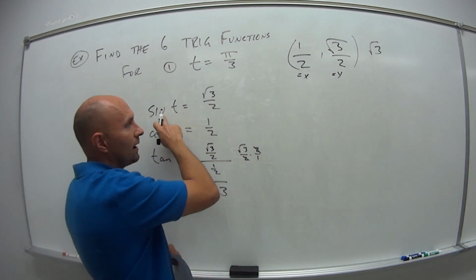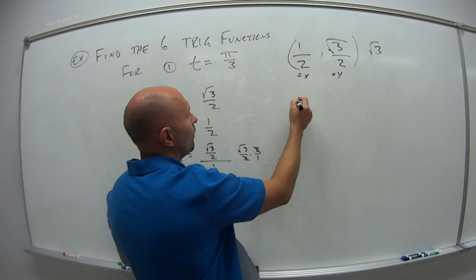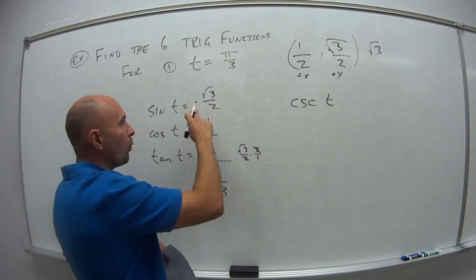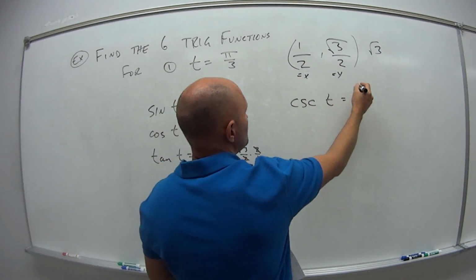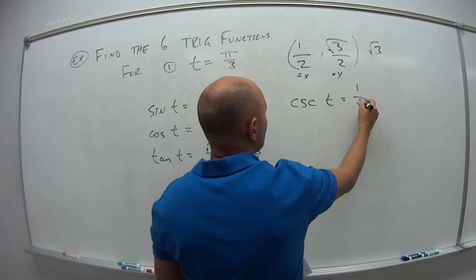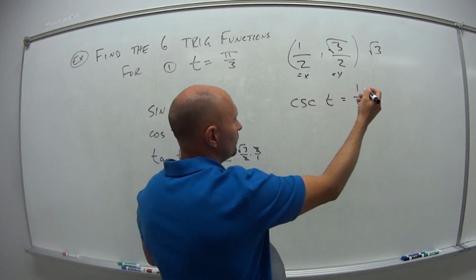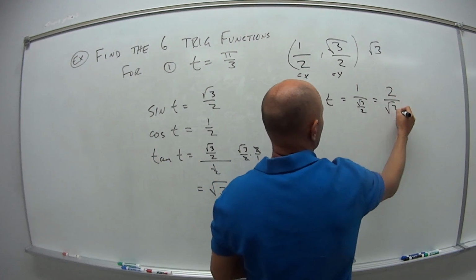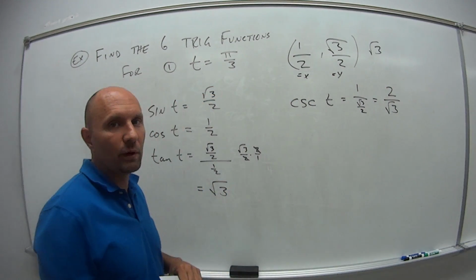All right, so sine. What goes with sine? Well, cosecant goes with sine. And it's 1 over y, which is 1 over square root of 3 over 2, which is the same as if I just flip this guy. So 2 over square root of 3.